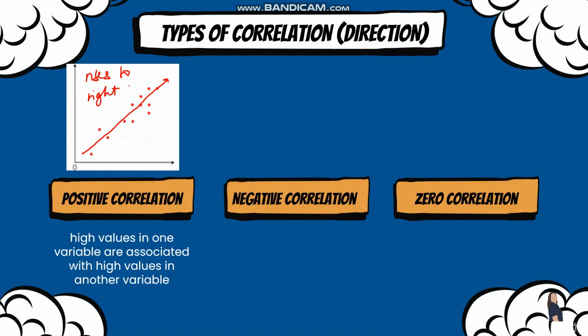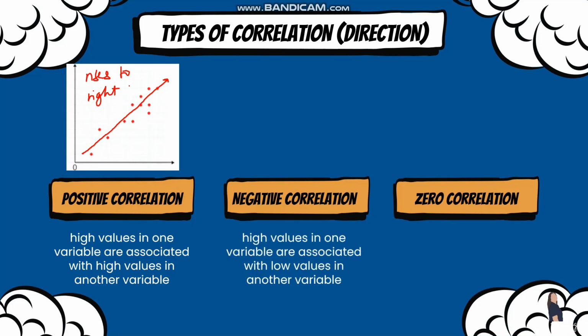Okay, so that is again for positive correlation. Next, for negative correlation, high values in one variable are associated with low values in another variable. So here in this one, you can think of it as having inverse proportion, or as one value increases, the other one decreases. So for example, as the speed of the car increases, the time to cover a particular travel decreases. Okay, so that is an example of a negative correlation.